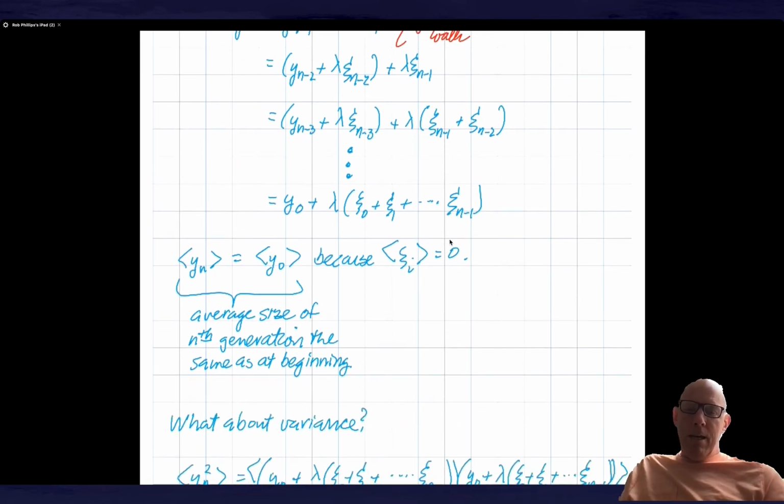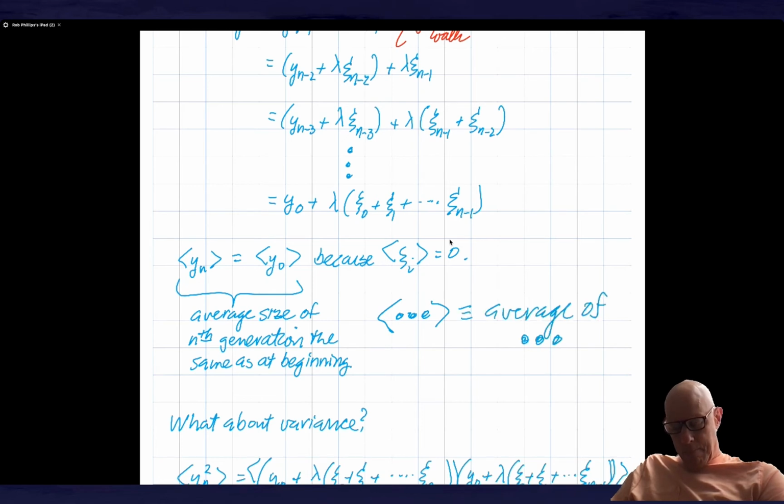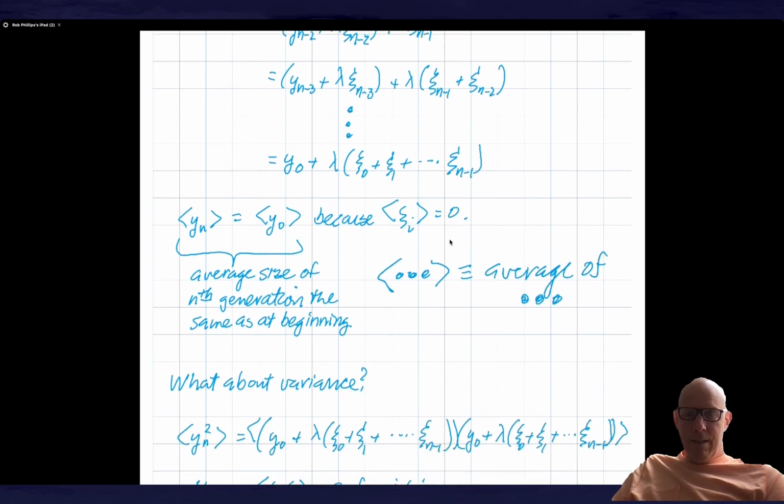When I say take averages, what I mean is we're going to average over all the possible ways that those noises could have occurred, and we're going to use the notation throughout the course of these angular brackets. So, when I write this, it means average of... And so what I see here is that the average mass in the nth generation is equal to the average mass in the 0th generation, not surprisingly. And the reason is because the average of the noise is 0. I said that we were going to draw the noise from a Gaussian distribution, for example, which has 0 mean.